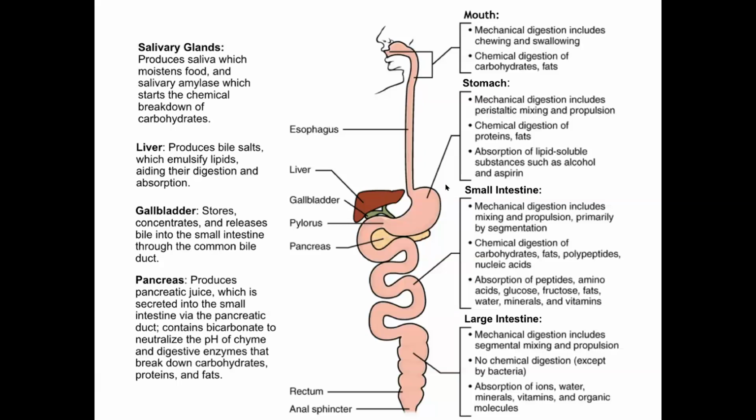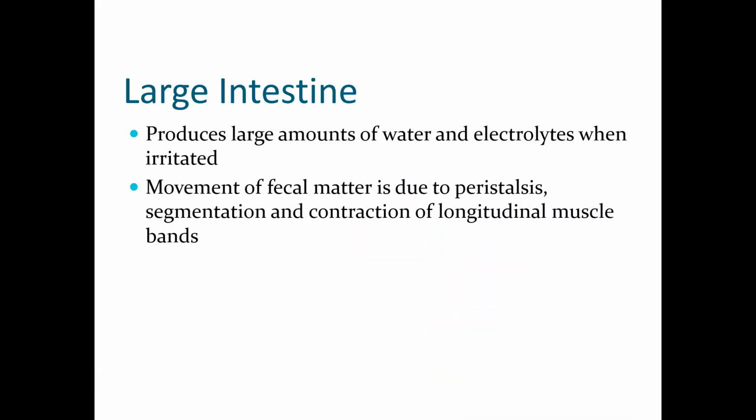All right. Now, this, of course, is just a summary of the digestive system itself. So read through at your leisure, right? Now, large intestine, last bit. It says it produces large amounts of water and electrolytes when irritated. What does this amount to? It amounts to diarrhea, right?